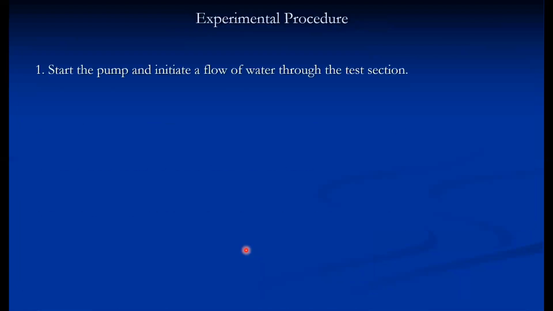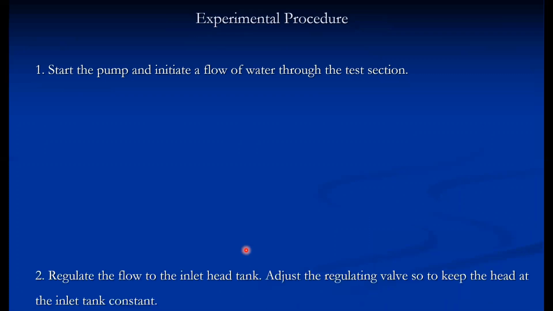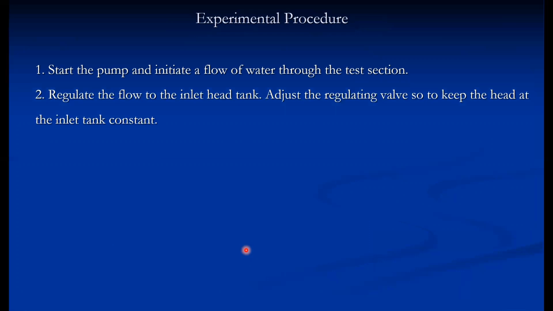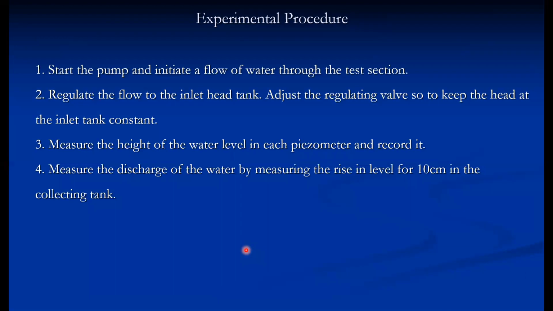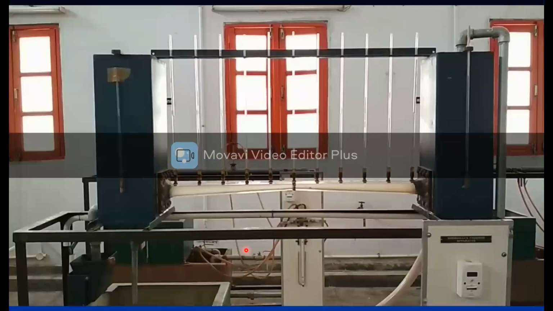So this is the experimental setup. Now the experimental procedure: first, start the pump and initiate the flow of water through the test sections, and regulate the flow to the inlet head tank. Adjust the regulating valves to keep the head at the inlet tank constant. Then measure the height of water level in each piezometer and record it. Measure the discharge of water by measuring the rise in level of 10 centimeters in the collecting tank. In this way we can start.